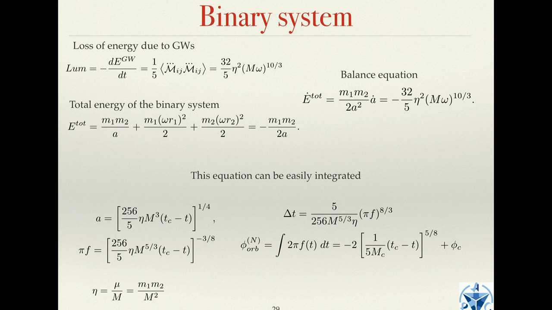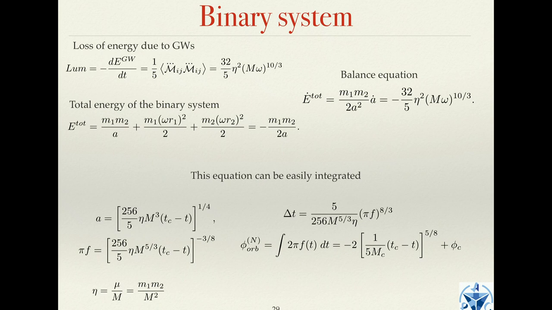This equation can be easily integrated, and you get this expression for a. Or you can transform this into the equation for orbital frequency. Here it's actually the gravitational wave frequency, but it doesn't matter, the factor of two is different. Using Kepler's law, you can transform this into an equation for delta t, the time, and integrating it one more time, you get the phase, how the orbital phase changes as a function of time. And here I used the quantity eta, called the symmetric mass ratio. It's very convenient sometimes to use, it's dimensionless, and it varies between zero, well, it never reaches zero, and 1/4. So it has quite nice limits.